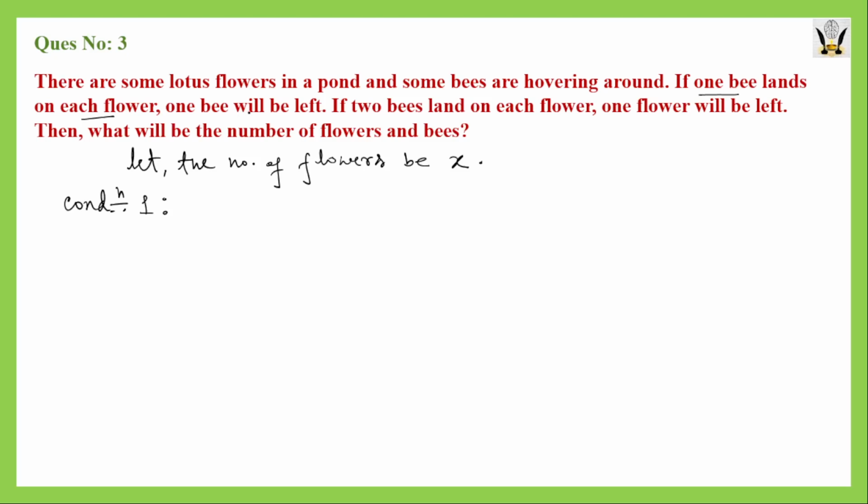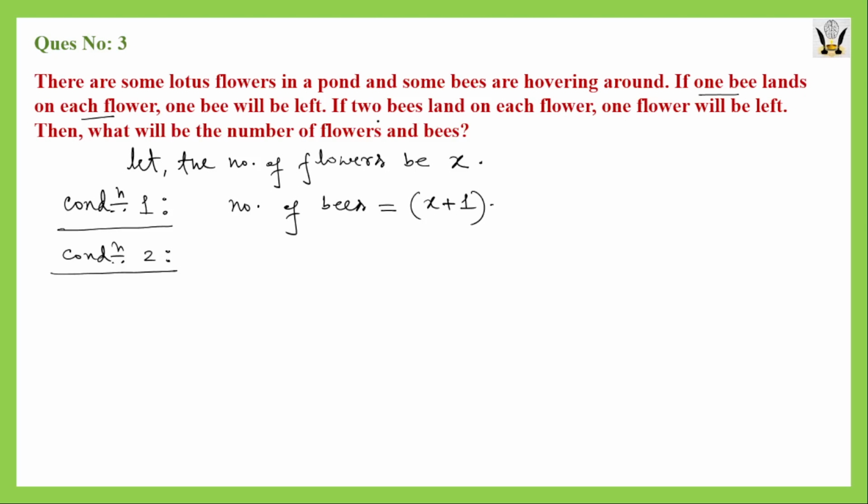And we have assumed that the number of flowers is x. So when each bee lands on each flower, then one bee will be extra. That means the number of bees will be, then what? The number of bees will be the number of flowers plus 1. Now we will look at the second condition.